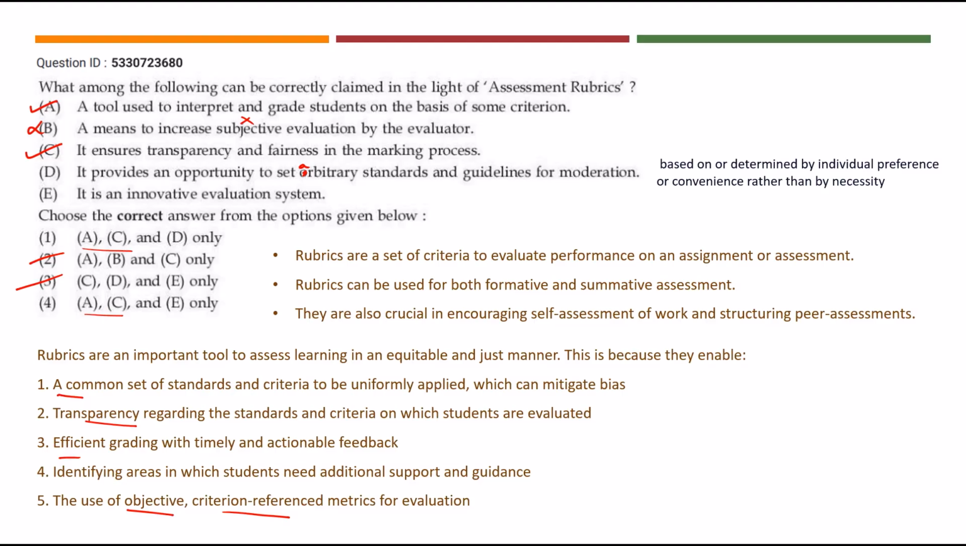When you are going to do something for self-assessment or for peer assessment, you have to follow a set of criteria and the rules should be same for everyone. When you assign some arbitrary standard here, it is not a fair chance for everybody. So fairness will be definitely spoiled here. So D is definitely not in the list. So once we know D is not there, option 1 is also ruled out. It is an innovative evaluation system. Yes, assessment rubrics form a part of innovative evaluation system topic. So we are marking E also to be right here.